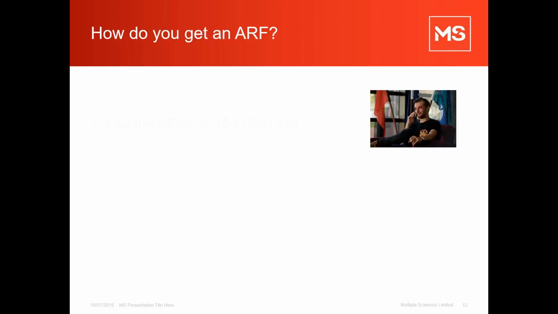So how do you get one? It's pretty easy. You call the NDIS on the number that you can see on your screen, and that number is 1800 800 110. And all you need to do is say, I'd like to know if I'm eligible for supports and services. Could you please send me an access request form? You could also visit one of their local offices in person if you wanted, and they will pass one over to you, and you can then go home and fill it out and send it back again.